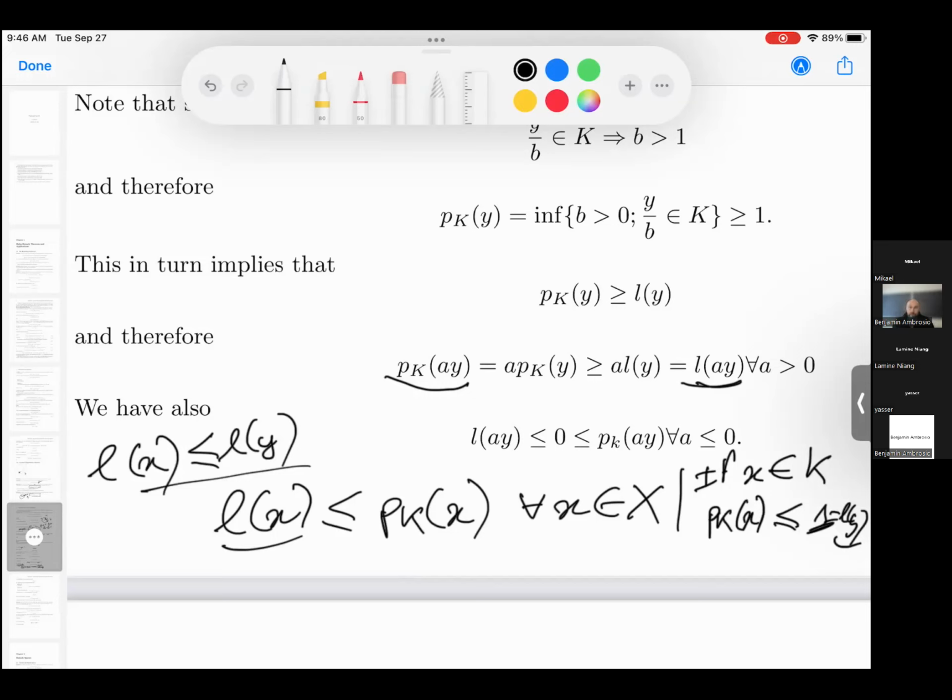Now, the strict inequality comes from the fact that if x is an interior point of K, then when you take the inf, you will have Pk of x strictly less than 1. And since you have this inequality, this gives you the strict inequality when x is an interior point of K, right?